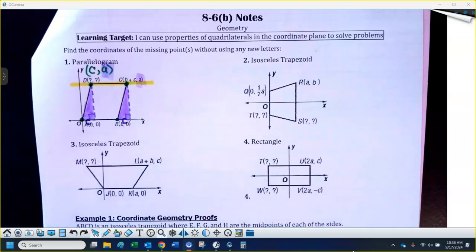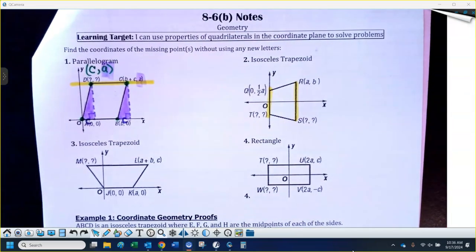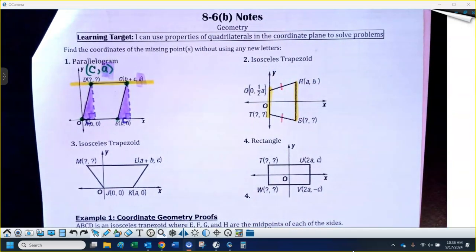Okay, this guy right next to it is an isosceles trapezoid. That means you have 2 sides that are parallel. That's going to be the 2 horizontal lines there. And an isosceles trapezoid means the other 2 sides that are not parallel are congruent to each other.